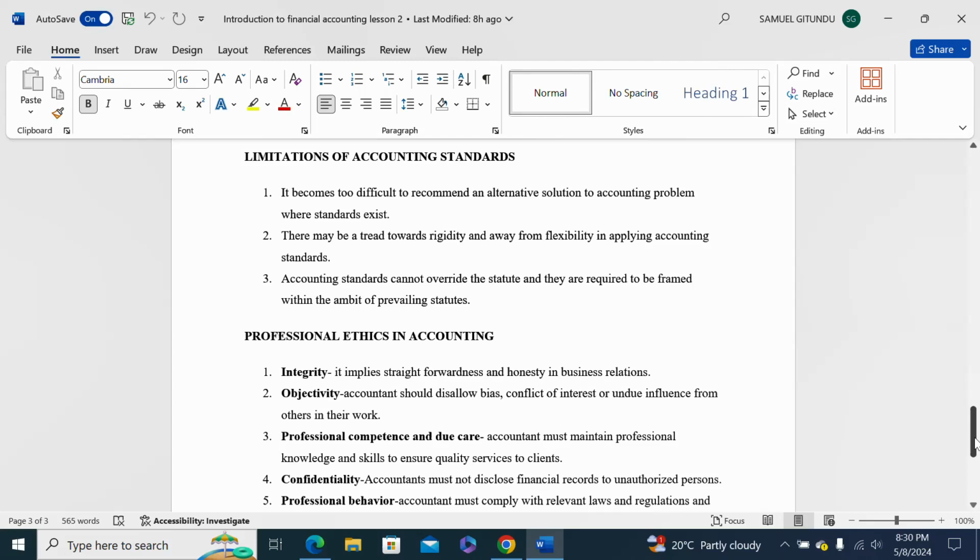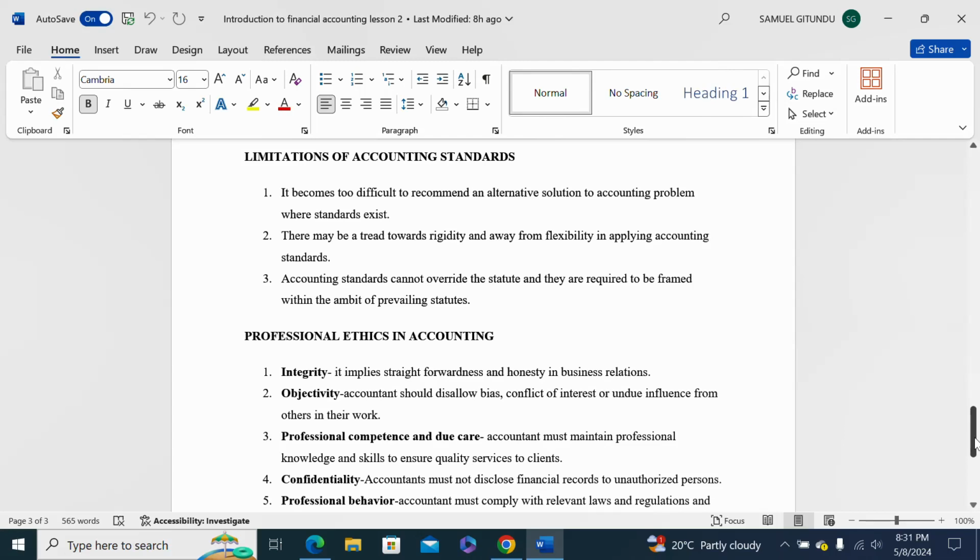The first one is integrity. Integrity implies honesty. Integrity implies straightforwardness. Integrity implies complete honesty and straightforwardness in business relations. You must be honest when you are accounting for the affairs of the business.